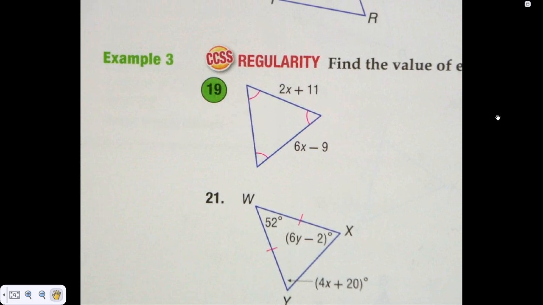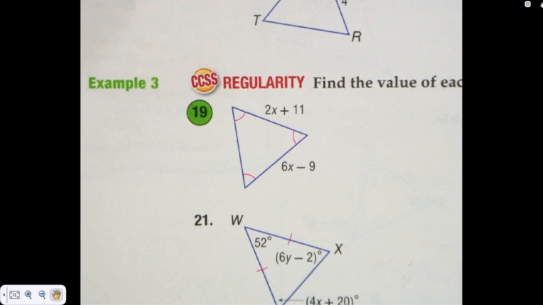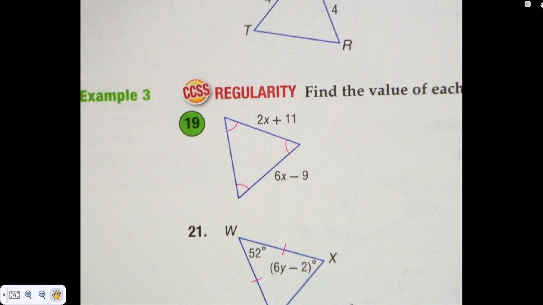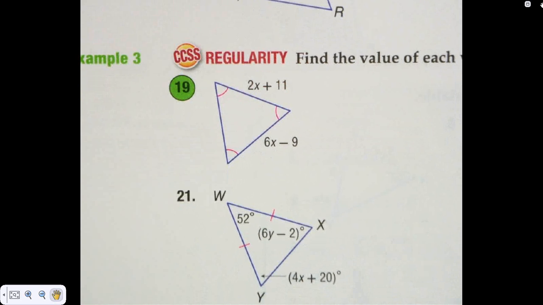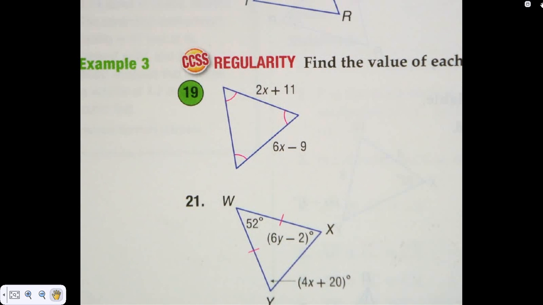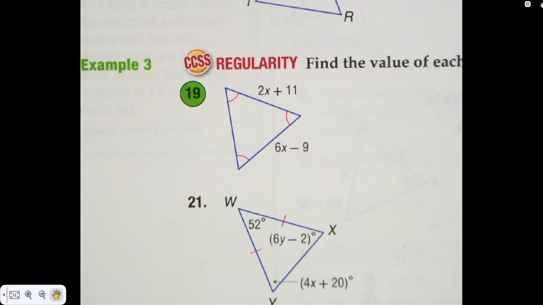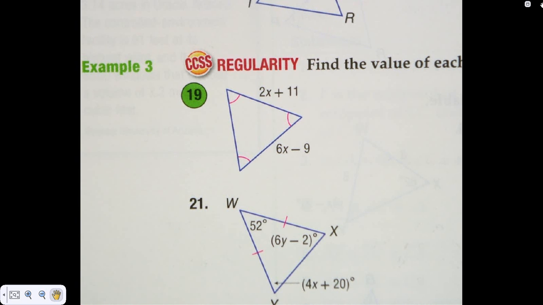What type of triangle do I have? Equilateral. Have they given me some things that look like algebra? Yes. So you're probably gonna make an equation. Equilateral, basically, everything's equal. The sides are all equal, the angles are all equal. So what do you think your equation is going to be here? 2x plus 11 equals 6x minus 9. Would you guys agree with that? Yeah. Not too bad.